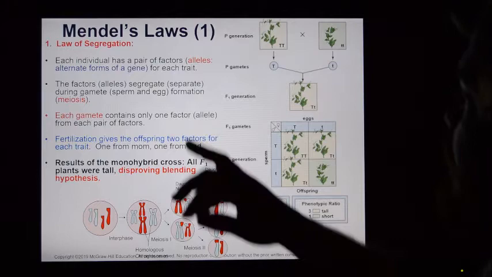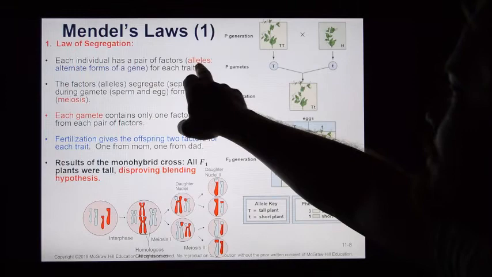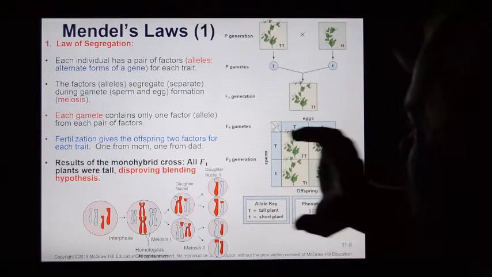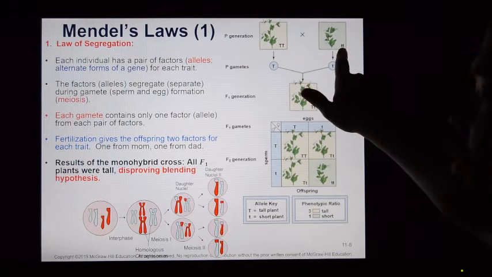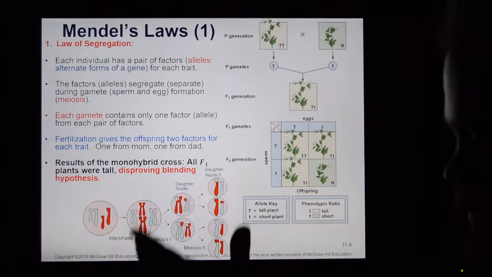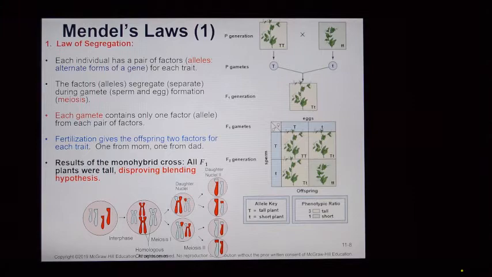The law of segregation, I'll read it to you and then tell you how it works. Each individual has a pair of factors, that will be alleles, alternate forms of a gene, for a given trait. Okay, each individual has a pair of alleles for a given trait. One from mom, one from dad. This plant's tall, two big T's. One from mom, one from dad, this plant's short, it's got two little t's. That will make it homozygous recessive, homozygous dominant. We all have a chromosome from mom and a chromosome from dad for each of our 23 spots, our 23 chromosomes. Pairs, 23 pairs.